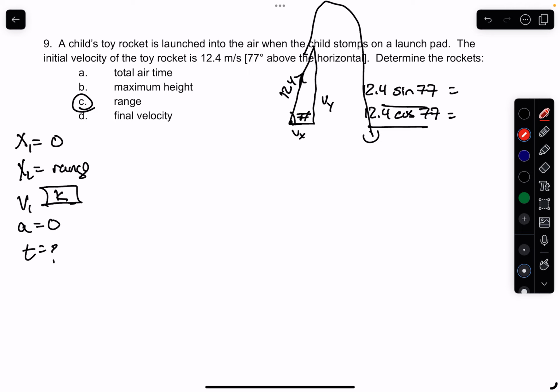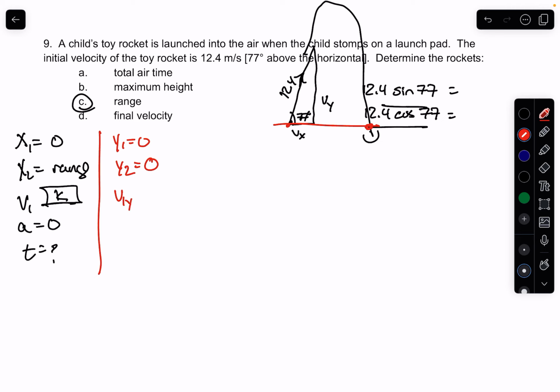Now for the y's, so let's write the y's here. y1 is 0. y2 is, well, we don't know that. That'd be like a height or something. Well, at the end, when it finally lands, it's 0 because it's going to land on level ground right back to the same spot, right? V1y is the answer to one of these questions. The acceleration is negative 9.8, and the time is unknown.